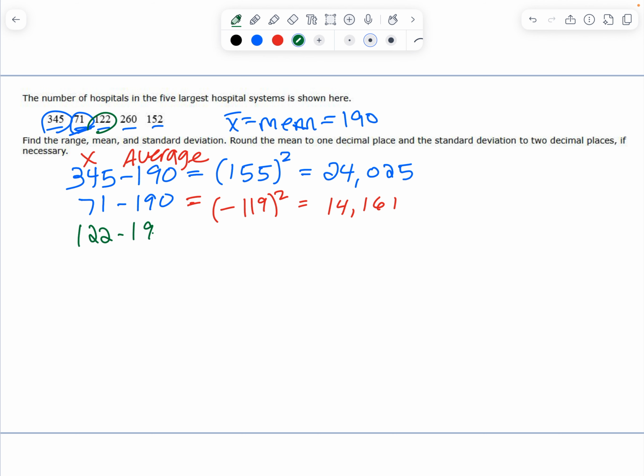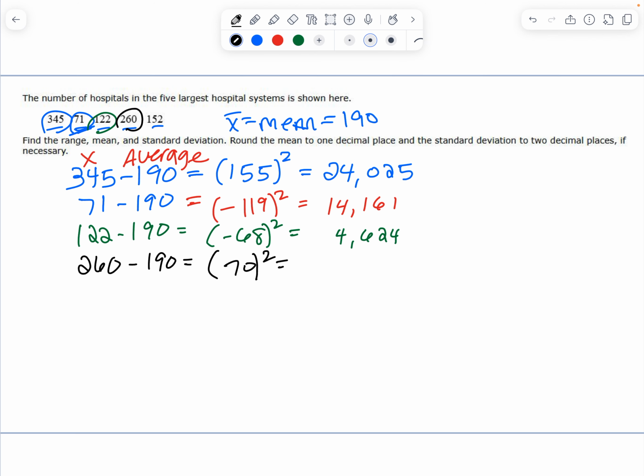The next data point was 122. That is also below average, so we're going to end up with a negative number. 122 minus 190 is negative 68, and if we square that, it's 4,624. Next data point, 260. Now 260 is above average, so we end up with a positive difference, and that's 70. If we square 70, we get 4,900.